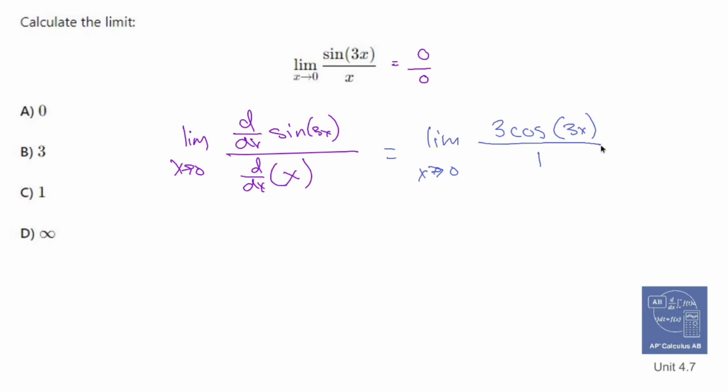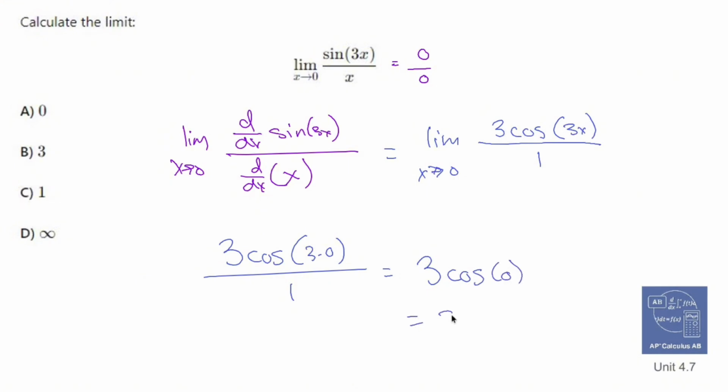So I can plug in 0 now. If I plug in 0, I get 3 cos of 3 times 0 over 1. Over 1, useless. 3 cos 0 is the same as 3 times 1, because the cosine of 0 is 1. And last time I checked, 3 times 1 is a big fat 3, which means B is going to be my answer. So L'Hopital's rule is used if you take your limit and get 0 over 0 or infinity over infinity. You take the derivative of the top, take the derivative of the bottom, try again, repeat if necessary. No need. I got my 3.